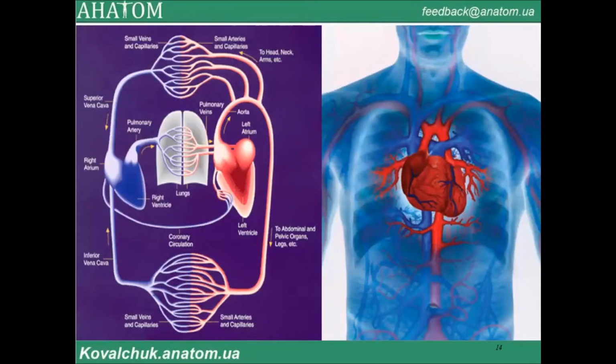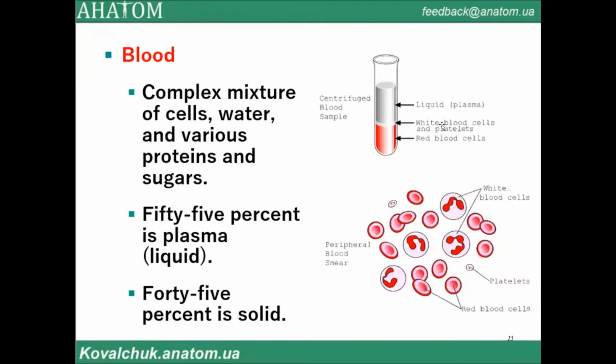Next one, three major circulations. Yes. How many circulations do you know? Double circulation. It's pulmonary, big circulation for organs, and a third variant, coronary circulation. Coronary is especially for the heart.